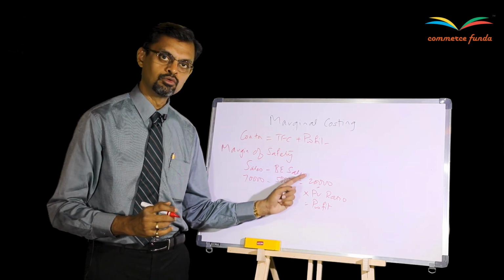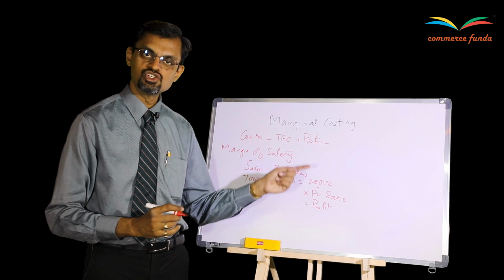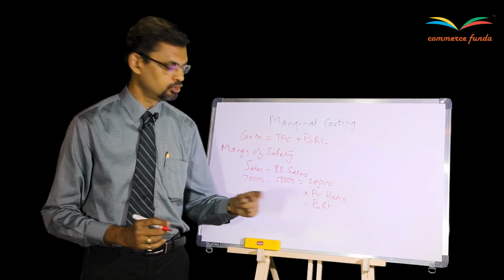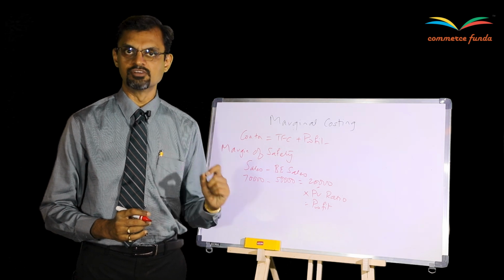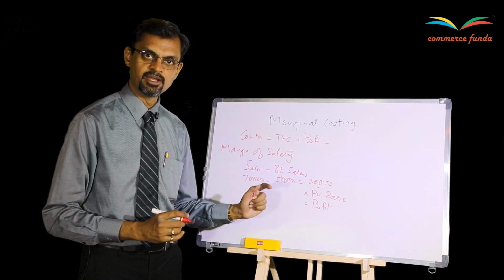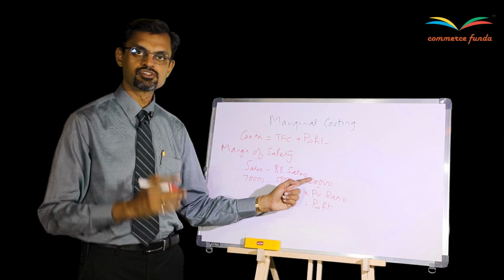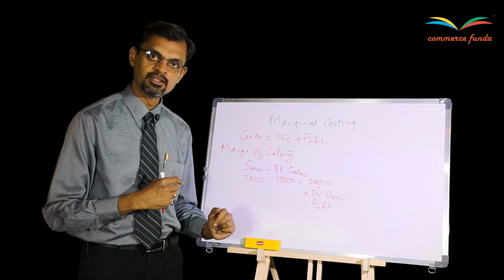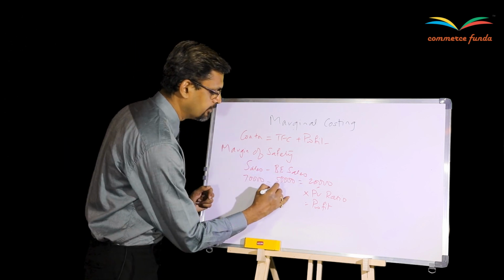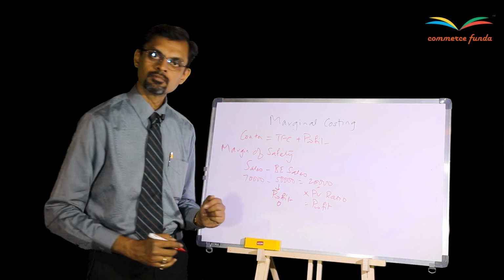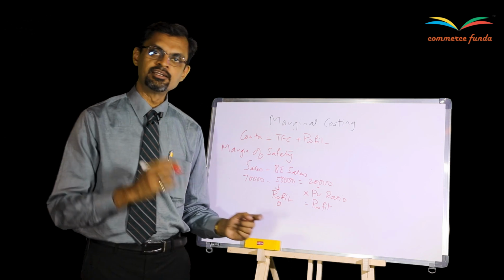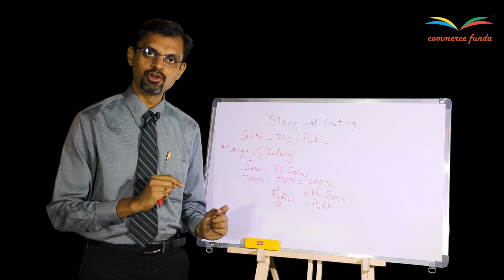So we now are learning another equation. Margin of safety multiplied by PV ratio is nothing but the profit for your product or service. Now let me tell you the logic behind this. So I told you this margin of safety is the extra sale over and above the break-even level. You know at break-even level the profit is zero. And you also know that the contribution is addition to the profit always.